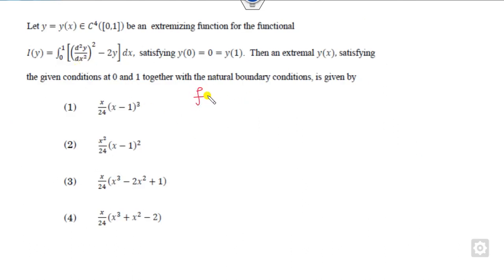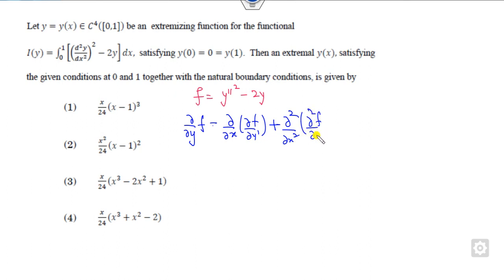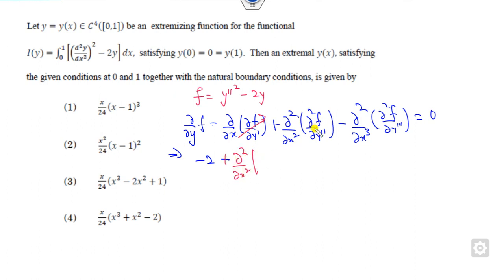Now you can see f is y double dash square minus 2y. So we can write the extremal of this case: minus partial derivative of this, but it is a second derivative, so it's minus plus second derivative of here. If there is a third derivative, you can write this plus minus of here is 0. Now we can substitute it. What is the partial derivative? It is minus 2. This is my 0. What is the partial derivative of this? Plus, what is the second derivative of this?